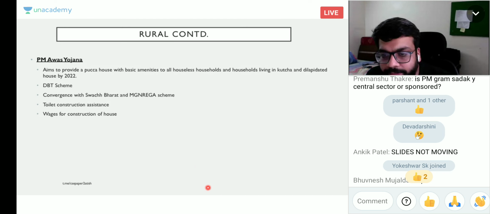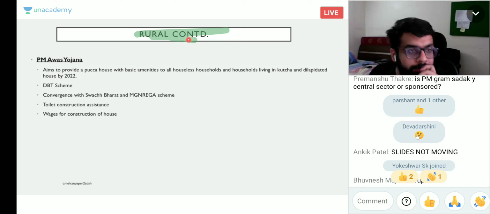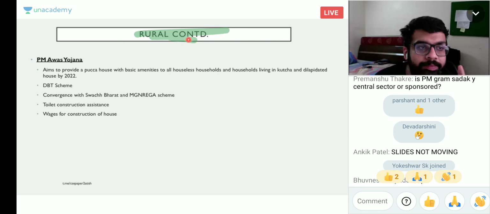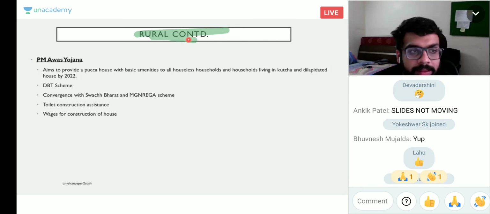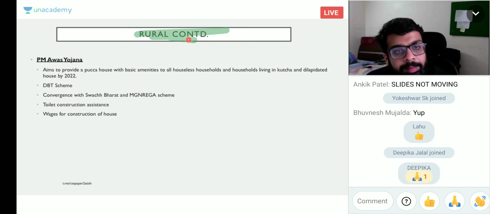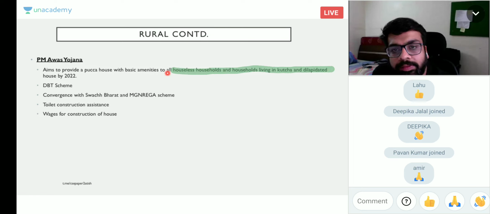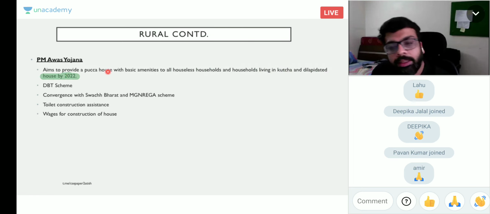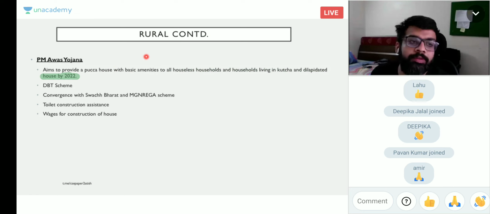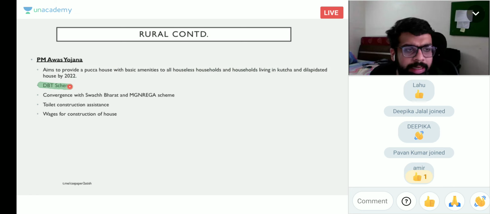Okay. Next, the last scheme in rural development. All you need to know in rural development, listen to this very carefully: the Prime Minister's Awas Yojana. This is very, very important. It aims to provide a pakka house with basic amenities to all houseless households and households living in kacha and dilapidated houses by 2022. This comes under the larger dimension of housing for all. It's a direct benefits transfer scheme.